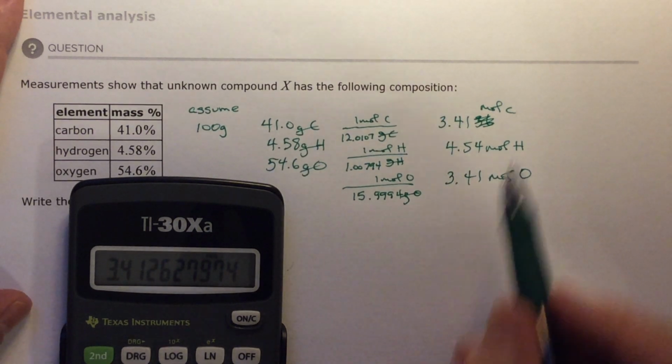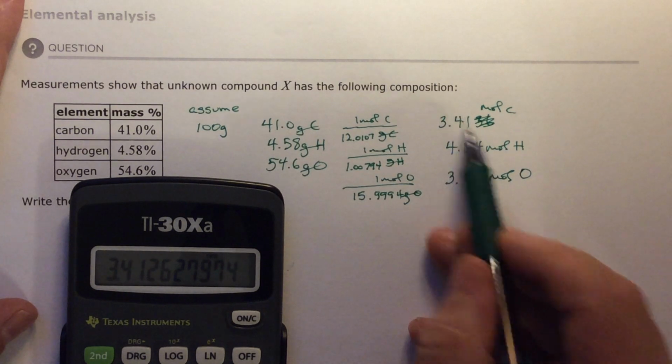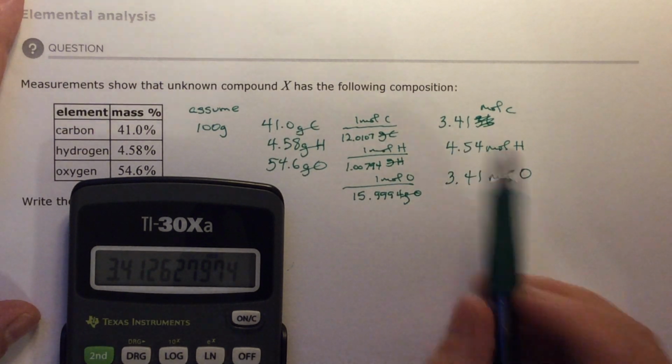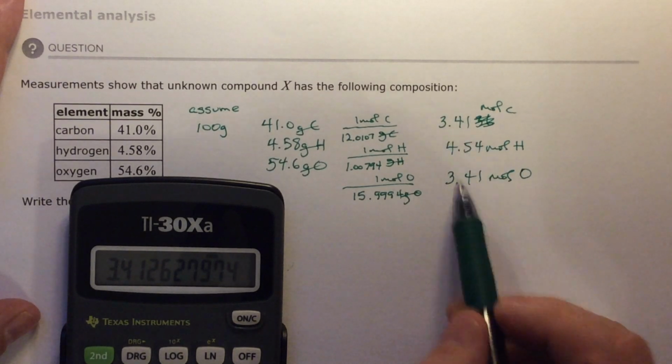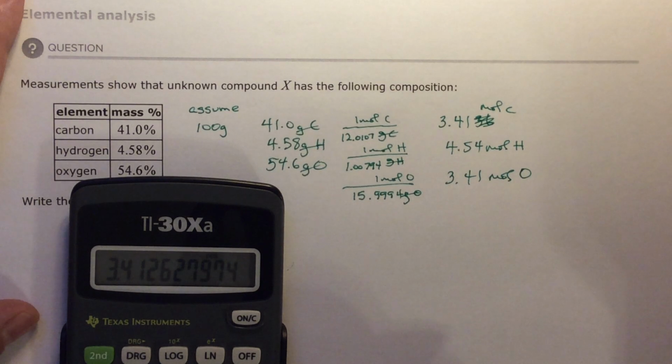Now like this, I've got 3.41. That means these are going to have the same number when I get to my recipe. When I get to the subscripts, these will have the same number, whether it's 1 or 2 or 3 or whatever, and this is going to be some multiple. Now, I can't have a half in a formula. It's not Na 1/2 Cl. It's always 1-to-1. H2O is 2-to-1. It's 1-to-1 or 2-to-1 or 3-to-1.